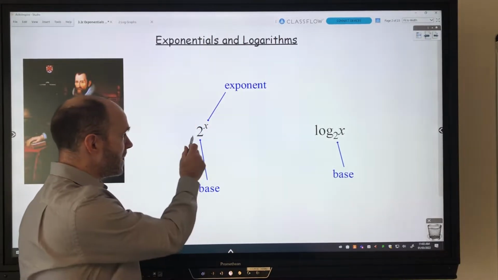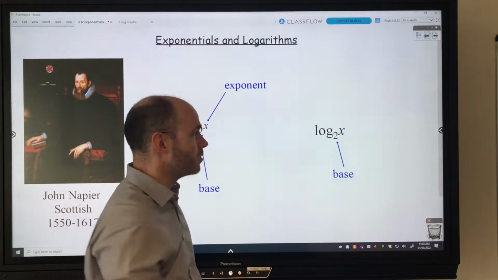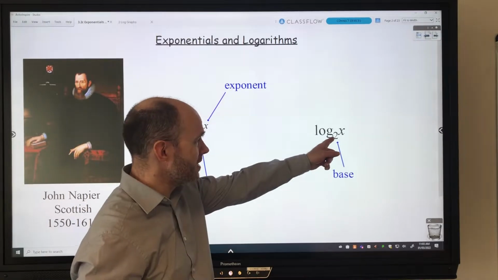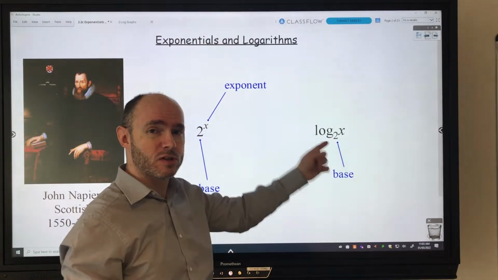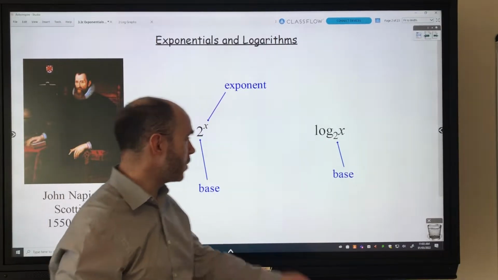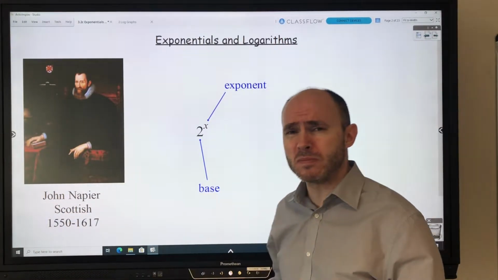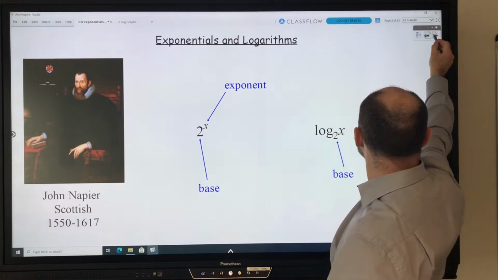Now, if this is base 2 for the exponential, then the inverse of that as a logarithm will be base 2 as well, log base 2. And the base we write just like that, okay? So these two are expressions that are inverses of each other. So log base 2 of x is an inverse of 2 to the power of x and vice versa. Okay? That's what logarithm is all about, the inverse function of an exponential.